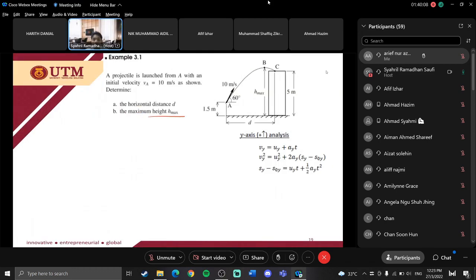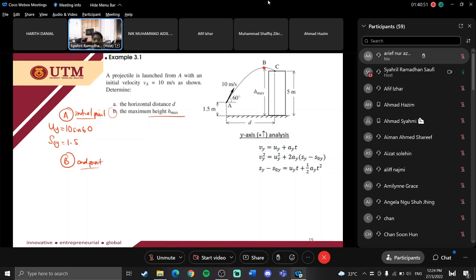Since it's along Y, you have Uy equal to 10 sin 60, and S naught Y equal to 1.5. And then you have what? This is for the initial point A. Now, since question B asks for the maximum height, which is at point B, point B will become your end point, and this is the initial point.